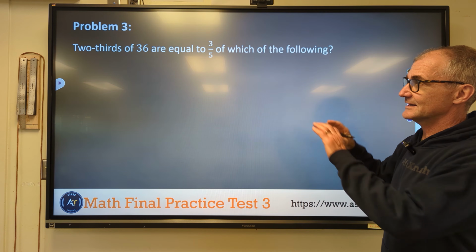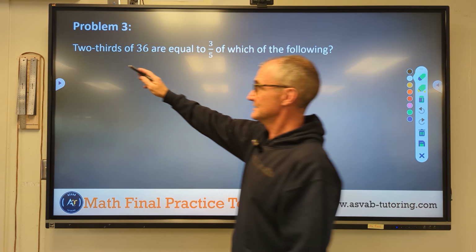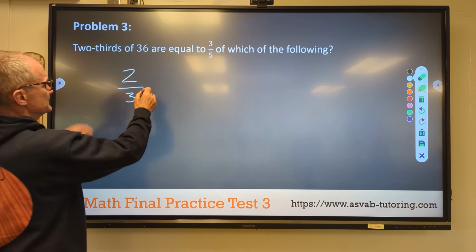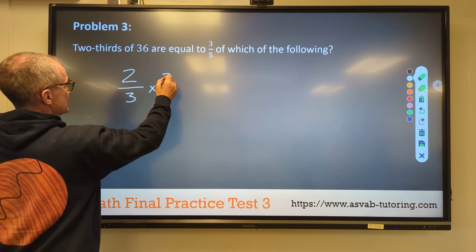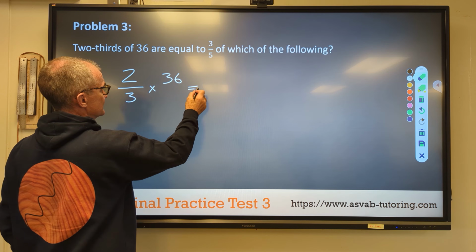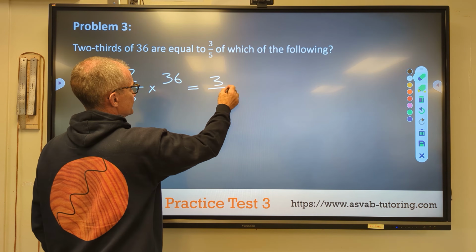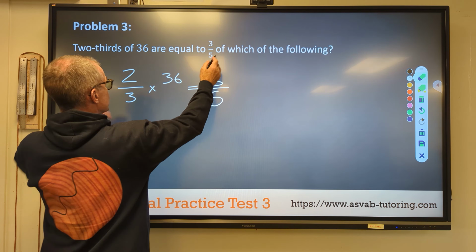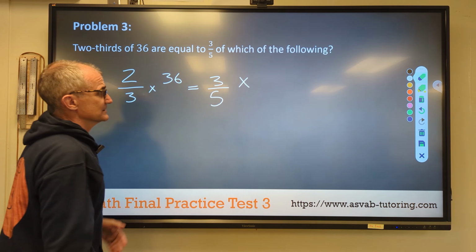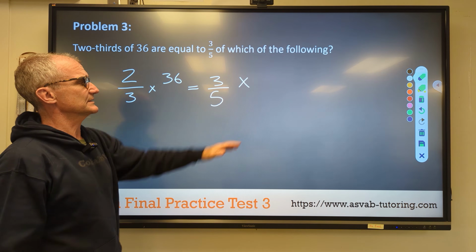Problem number 3. Again, the key here is to translate the sentence into a math equation. 2/3 of 36 are 3/5 of which number. "Of" always means multiply, "are" or "is" is an equal sign, and "which number" means x. So 2/3 of 36 equals 3/5 of what number?